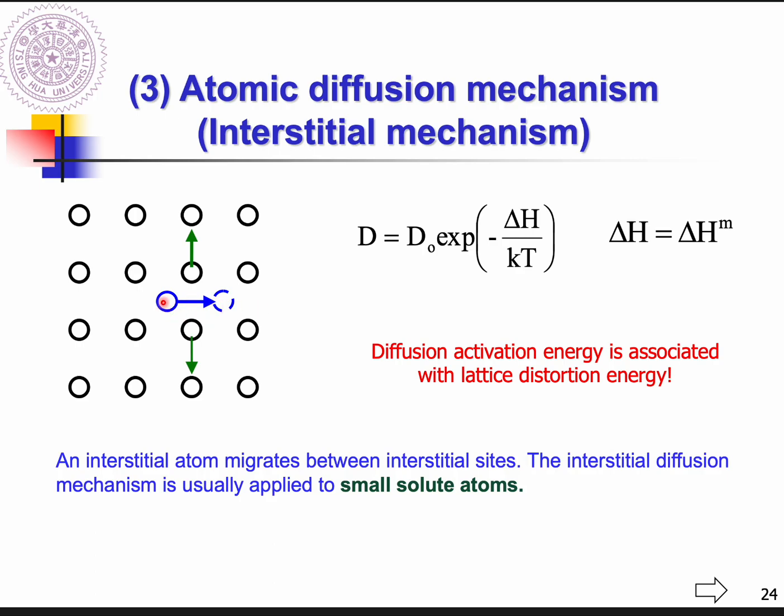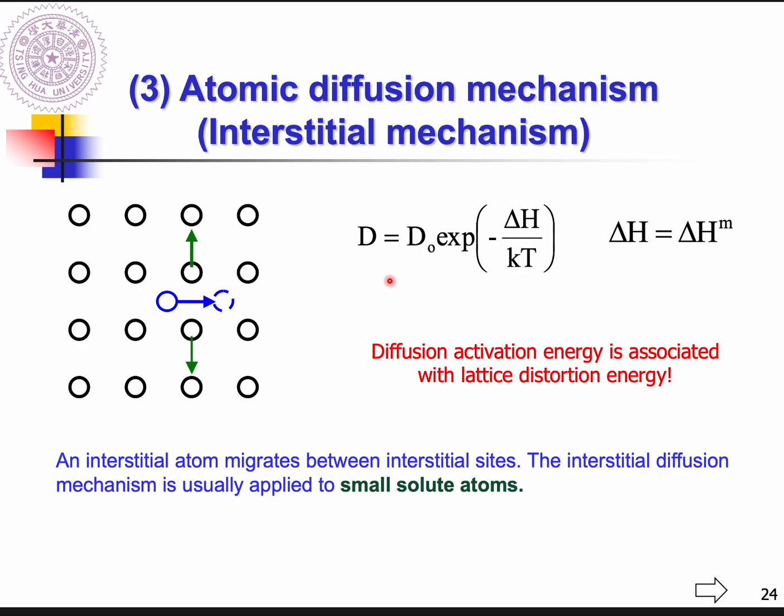If the smaller solute atom wants to jump from this interstitial site to this interstitial site, then you can expect for sure there's a lattice distortion. So this interstitial atom needs to have sufficient energy to overcome this energy barrier, which depends on the lattice distortion energy. So the only energy this solute atom needs to overcome is this migration energy, highly related with the lattice distortion energy.